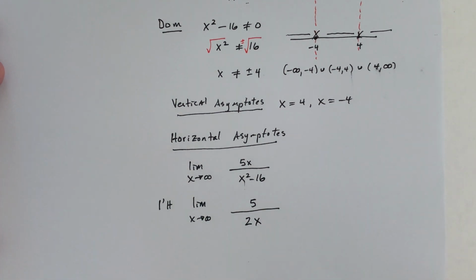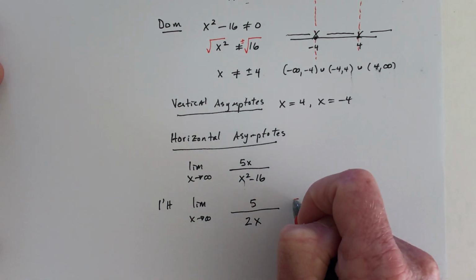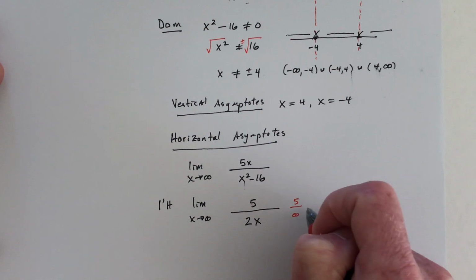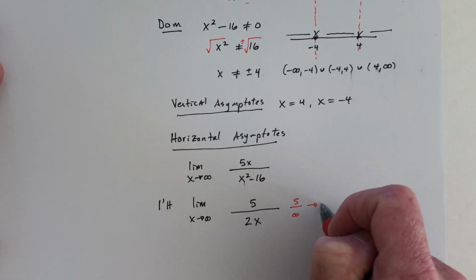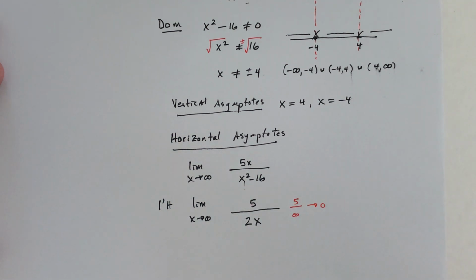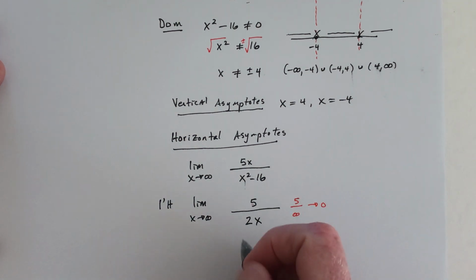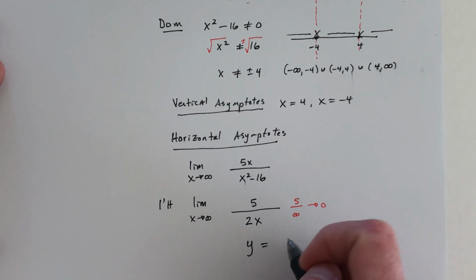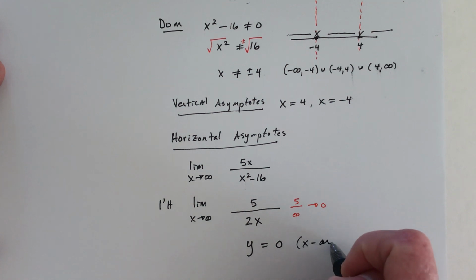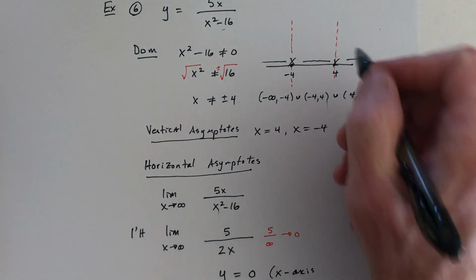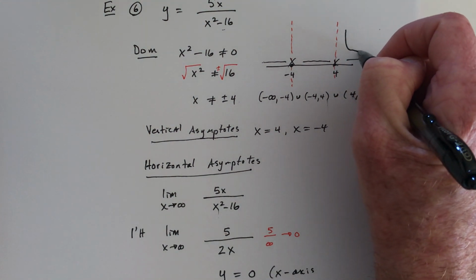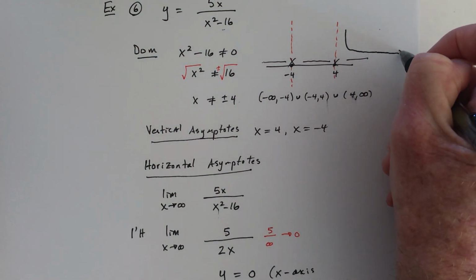And then this is the form where you have a number, and this becomes infinity. So this becomes 5 divided by infinity, and 5 divided by a very large number is so small that it goes to 0. So for the horizontal asymptote, I would say y equals 0, or in other words, the x-axis. So that means when I finally do take a look at the graph, it's going to go down like this and get smaller and smaller and smaller.